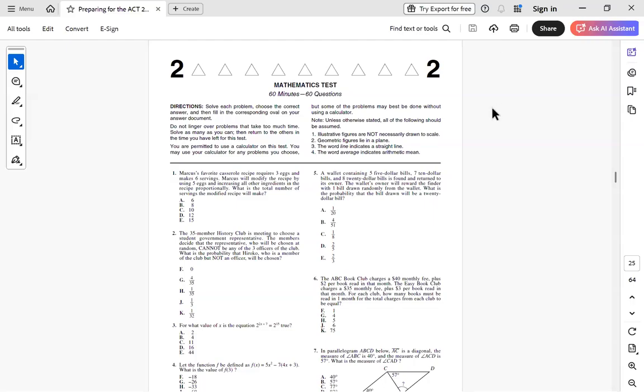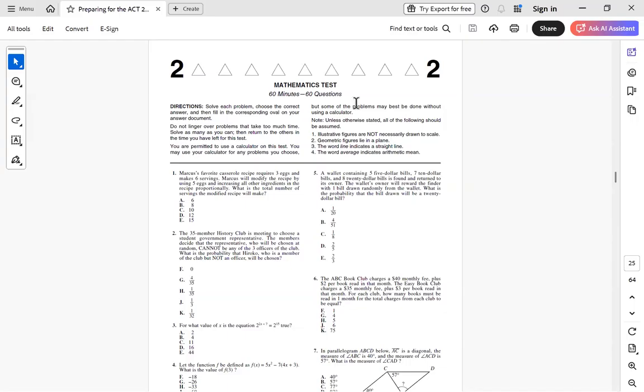The 60 questions on the 2020 to 2021 version are identical to the 60 questions in the 2019 to 2020 version and in the 2018 to 2019 version. It says that you should do these 60 questions in 60 minutes.